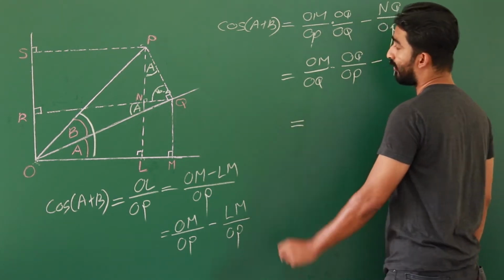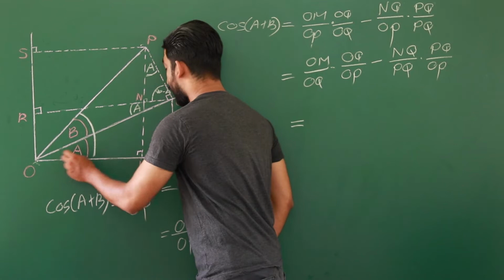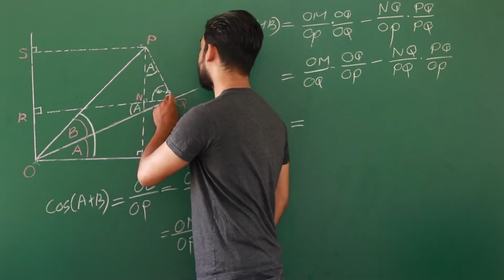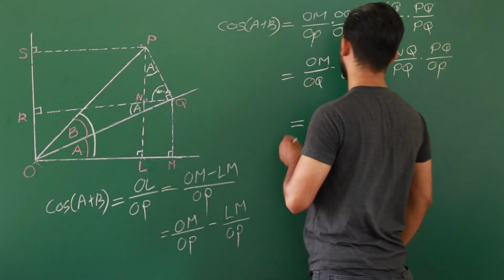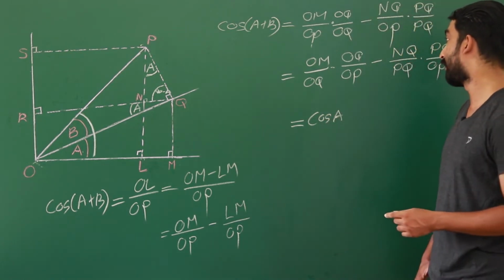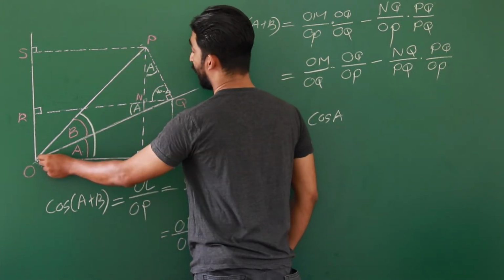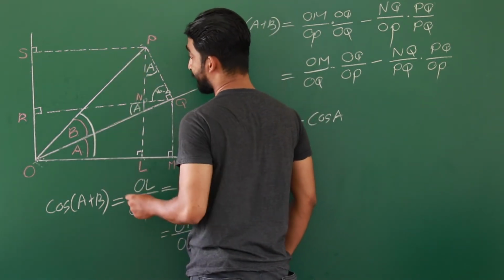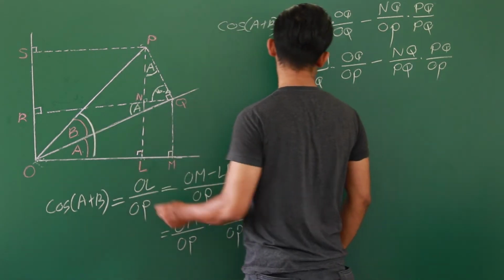Now what is this OM over OQ? OM is the adjacent side of this A in this OQM triangle, and OQ is the hypotenuse. So OM over OQ will be cos A. Now what is OQ over OP? OQ is the adjacent side of this B and OP is the hypotenuse of this OQP triangle. So OQ over OP will be cos B.